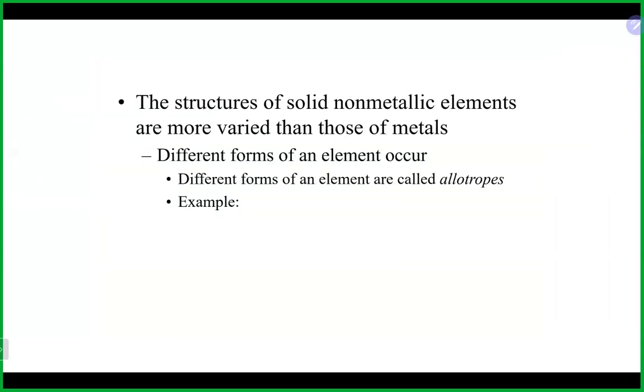Let's talk a little bit about solids. Some solid non-metal elements have a varied structure compared to metals. They differ in their different forms. Different forms of the element are called allotropes. Carbon's an example of that. Depending on how carbon's put together, it may be a diamond, it may be graphite like pencil lead, or it can be a fullerene, which is basically 60 or more carbons together in a soccer ball sort of situation.